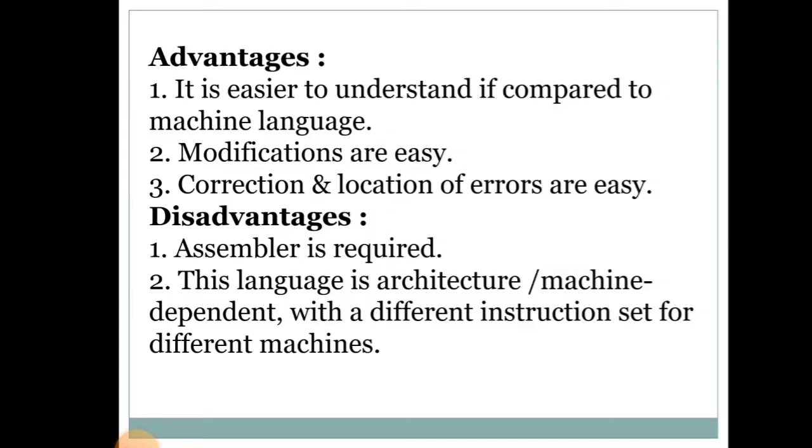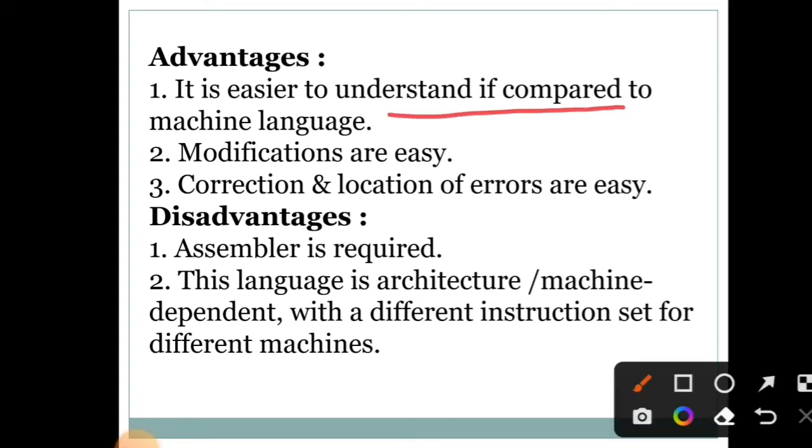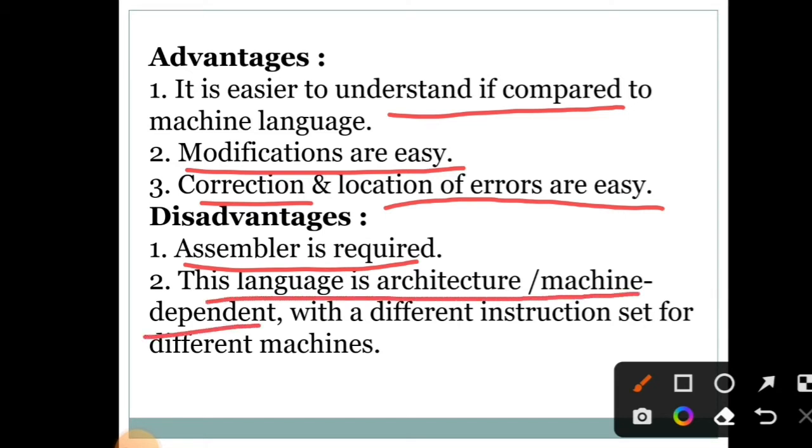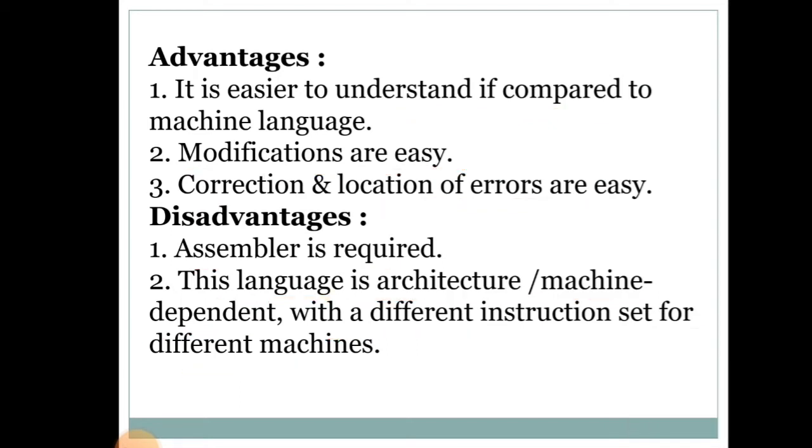Here the advantage is that it is easier to understand when compared to machine level language. Modifications are easy because humans can understand these notations. Correction and location of errors are also easy. Next, the disadvantages: an assembler is required, so there is a need for a translator. This language is machine dependent, with a different instruction set for different machines. So for different machines, you need to use different instructions. These are the advantages and disadvantages.